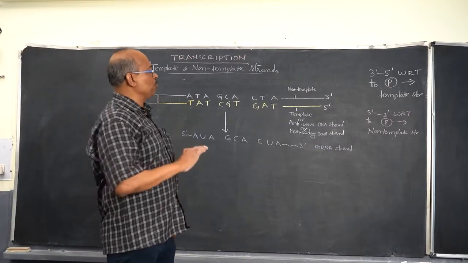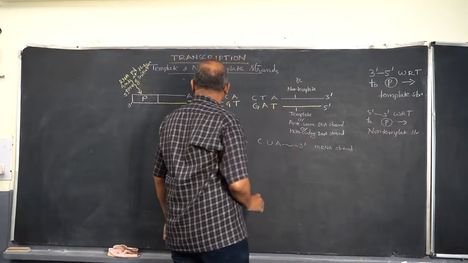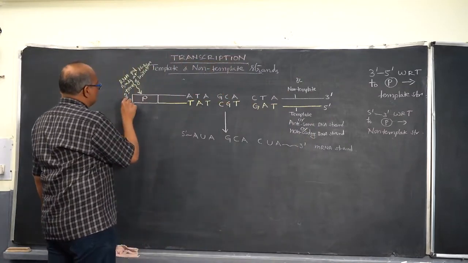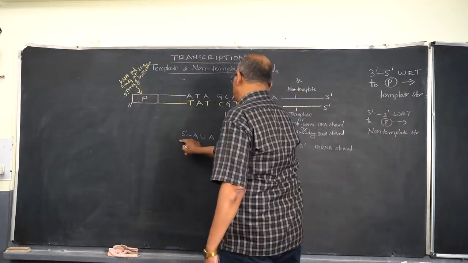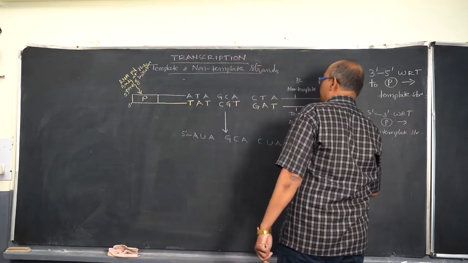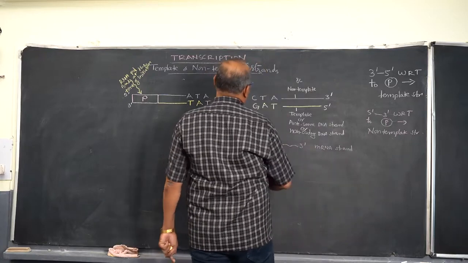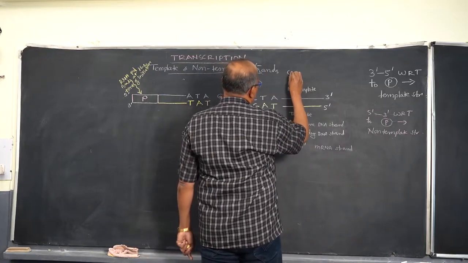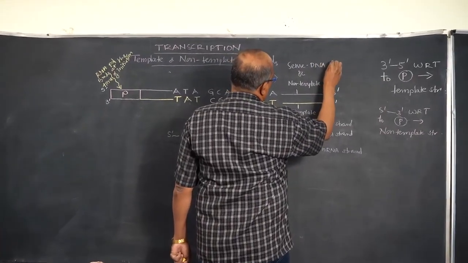Now what happens to your non-template strand? Non-template strand is 5' to 3'. RNA strand is 5' to 3'. So the two have the same orientation. So we call this sense DNA strand.